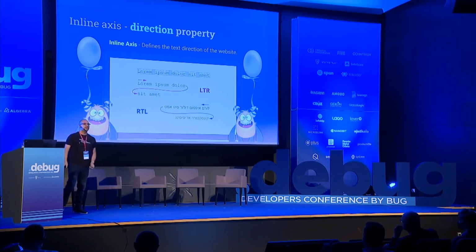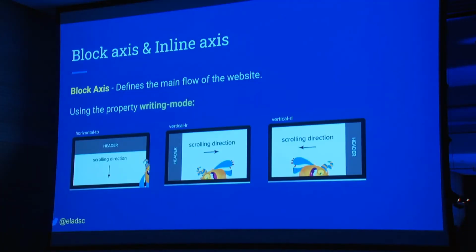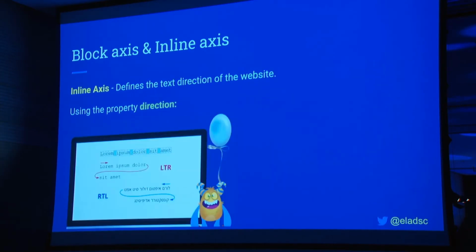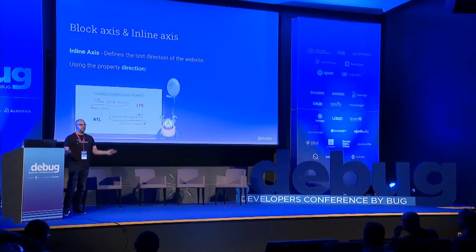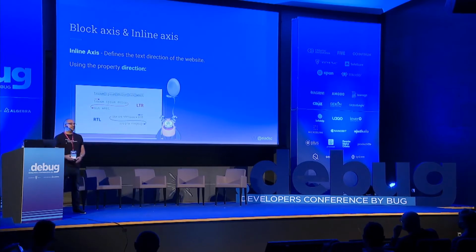and Arabic. To recap, because it's very important, to control the block axis, we have the writing mode property with its three main values, one that is going from top to bottom, one that is going from left to right, and one that is going from right to left. To control the inline axis, we have the direction property with its two main values, LTR for left-to-right languages and RTL for right-to-left languages.